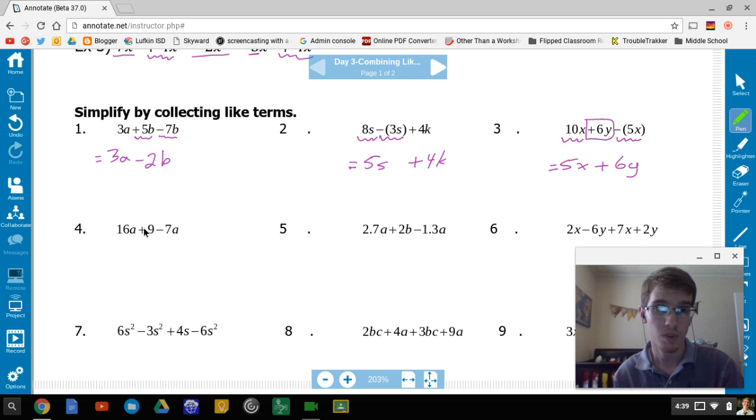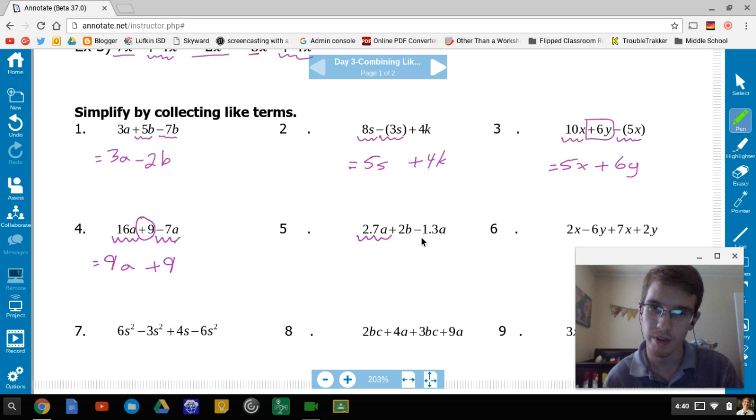Number 4, 16a plus 9 minus 7a. So we have 16a minus 7a. That would be 16 minus 7 is 9. So we have 9a plus 9. Number 5, we have 2.7a. We have another a over here. Those together, 2.7 minus 1.3 because of that minus sign there. 2.7 minus 1.3, so that's 1.4a plus 2b.